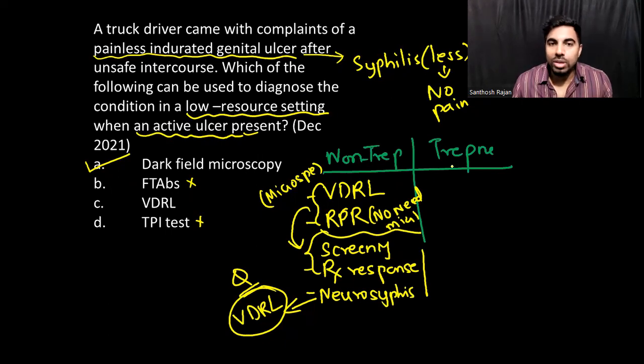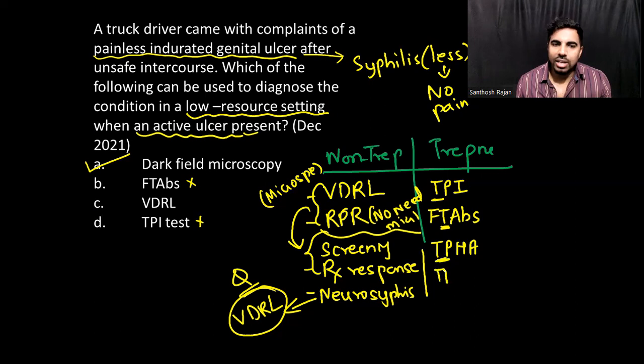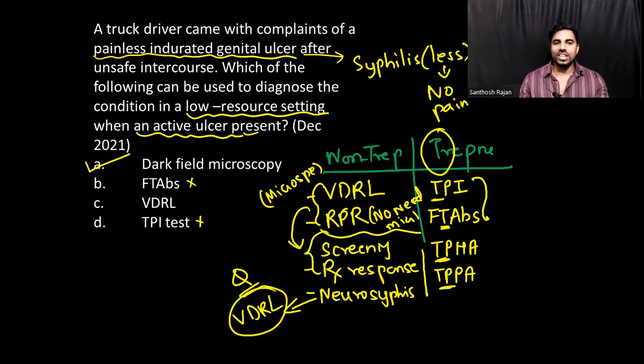Got it? Now the treponemal, the specific tests. What comes in the specific tests? First, TPI, Treponema pallidum inhibition test. Then we have FTA-ABS, the fluorescent treponemal antibody absorption test. Everywhere you see Treponema, it is specific. Then TPHA, Treponema pallidum hemagglutination, and TPPA, Treponema pallidum particle agglutination. Wherever you get a T, they are specific tests.